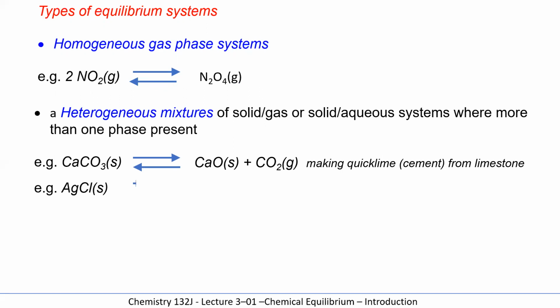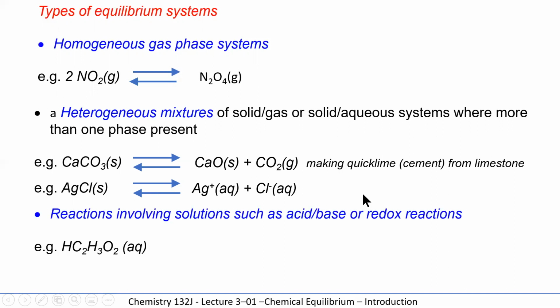We have silver chloride in an equilibria with its two ions. And again, notice on the right there are aqueous particles, meaning they're dissolved ions, and we have solids. So it's heterogeneous because of the different states. We also can have equilibria involving acids. In this case, acetic acid in equilibria with hydrogen ions and acetate ions.